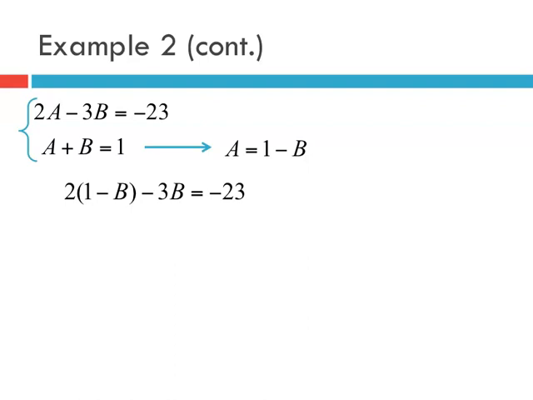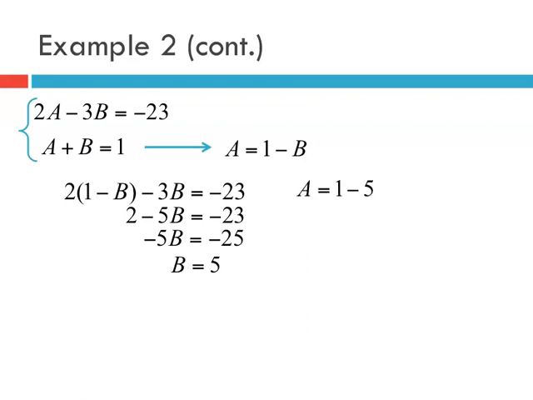And now I have an equation that just has b that I can solve for. And once I solve for b, I can go back in and plug in and solve for a. So this is 2 minus 2b minus 3b, so 2 minus 5b equals negative 23. Subtract 2, we have negative 5b equals negative 25. Divided by negative 5, we have b equals 5. And now I plug b equals 5 into a equals 1 minus b, so I have a equals 1 minus 5, which is equal to negative 4.